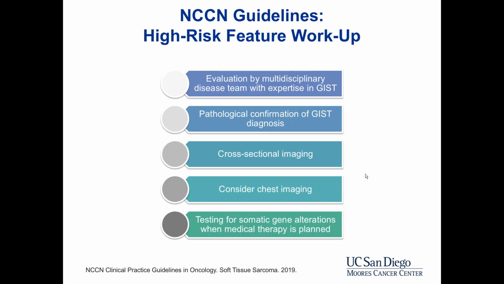The NCCN guidelines in the United States recommend a multidisciplinary evaluation by a GIST expert in these situations, as well as pathologic confirmation of the diagnosis, cross-sectional imaging being a CT scan or an MRI, consideration of chest imaging, and then finally consideration of testing for gene mutations when medical therapy is planned for patients.